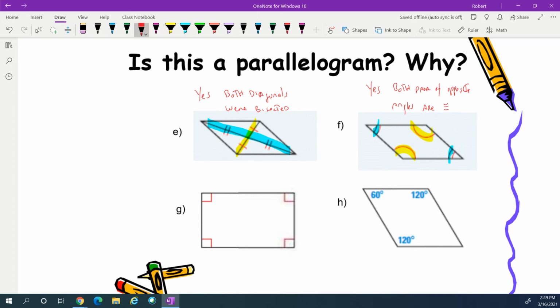In question G, yes, we can say both pairs of opposite angles are congruent, or we can say consecutive interior angles are supplementary in all directions.